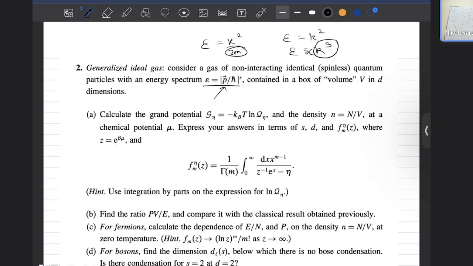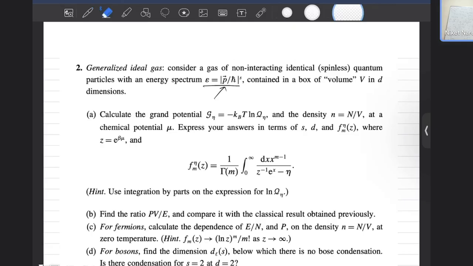It is going to be k raised to power s. There's some different power here, and we have to solve using this different power. So now these are the kinds of particles. This is the energy spectrum contained in a box of volume V in d dimensions. So we are already given the energy spectrum. We don't have to speculate.